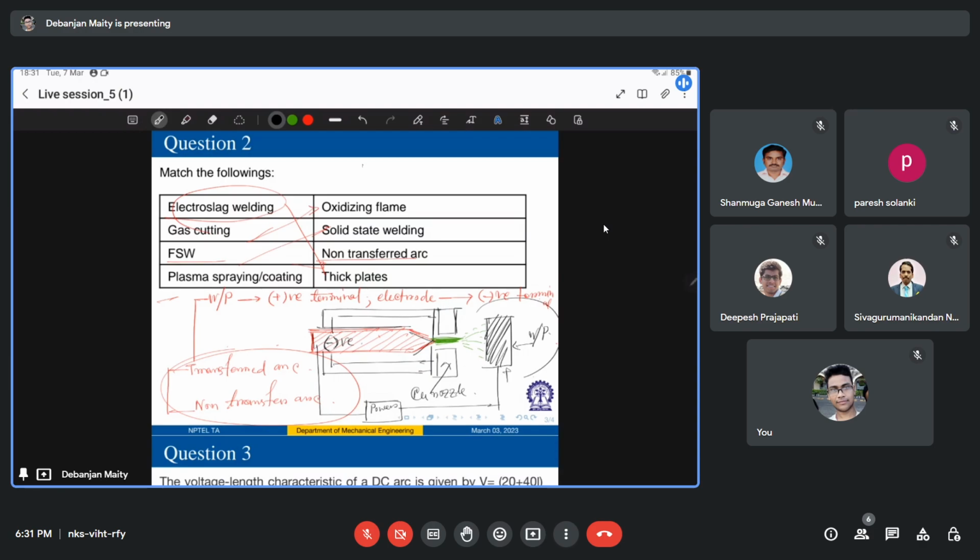So there is something called plasma cutting, and then there is something called plasma spraying or coating. For cutting per se, we use this transferred arc, and for plasma spraying or coating process, people use this non-transferred arc.